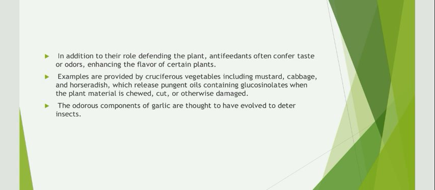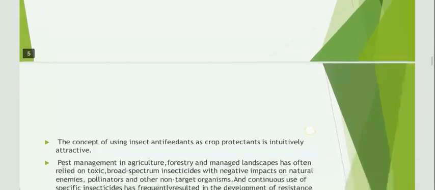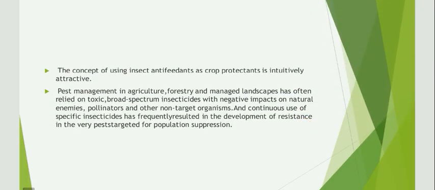Examples are provided by cruciferous vegetables including mustard, cabbage, and horseradish, which release pungent oils containing glucosinolates when the plant material is chewed, cut, or otherwise damaged. The odorous compounds of garlic are thought to have evolved to deter insects. The concept of using insect antifeedants as crop protectants is attractive.